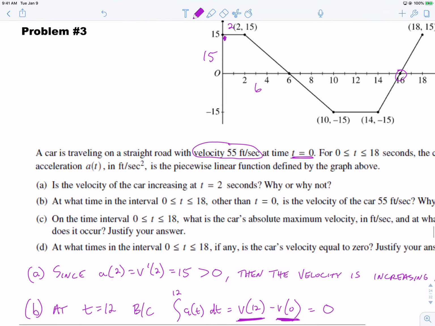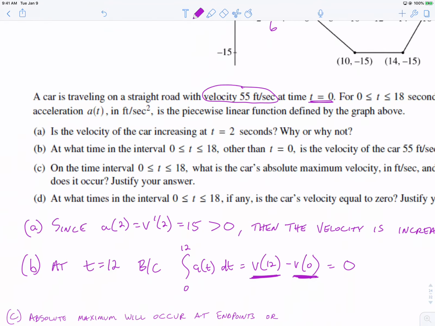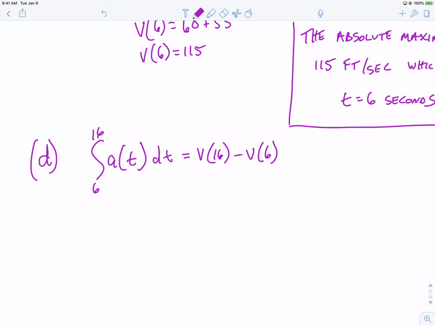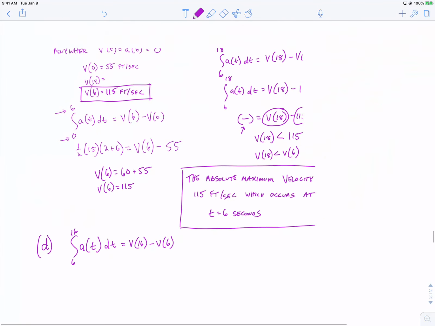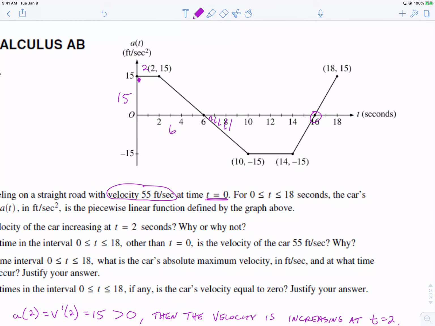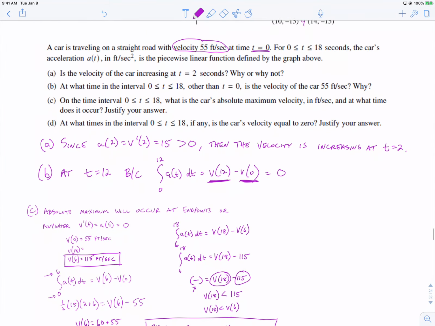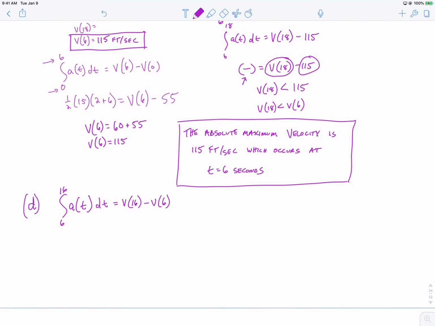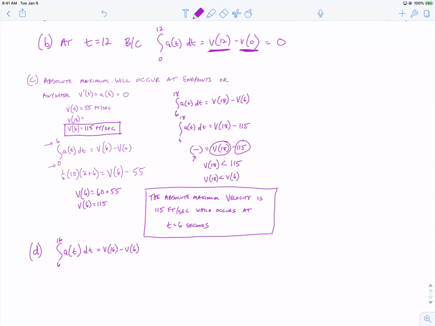Another way to think about this is, well, let's finish this way, then I'll talk about that. So we need to calculate the area from 6 to 16, which is a trapezoid here. From 6 to 16, the bases of our trapezoid are 10, and then this one goes from 10 to 14, which is 4. And then the height is 15 here.